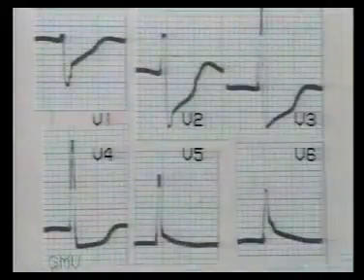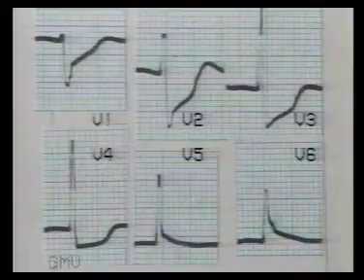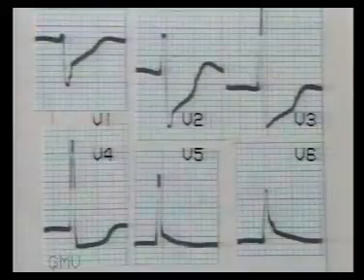Now see the chest leads. Reciprocal ST depression is seen in V1, V2, V3 and V4 because chest leads face the anterior wall.